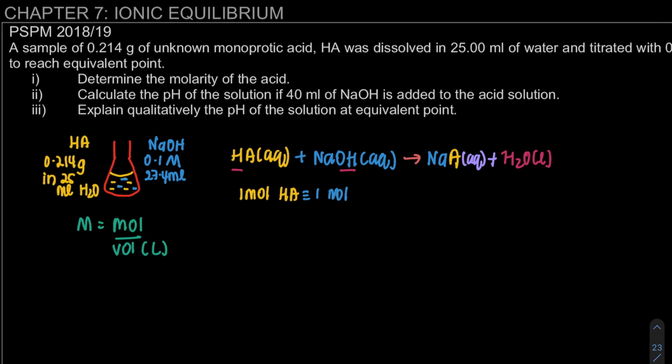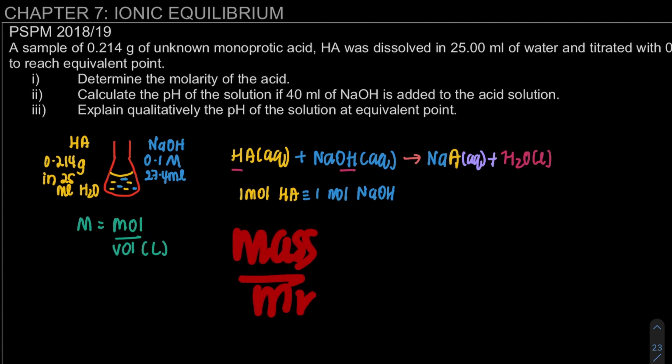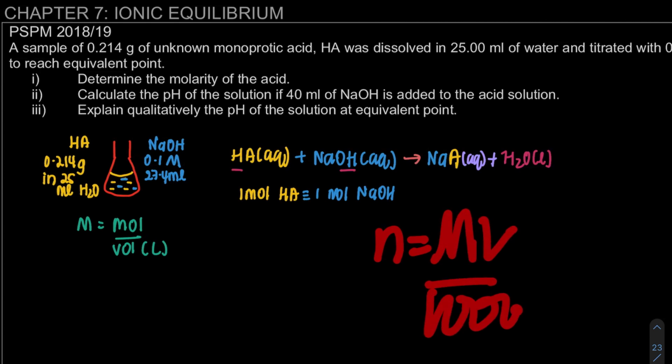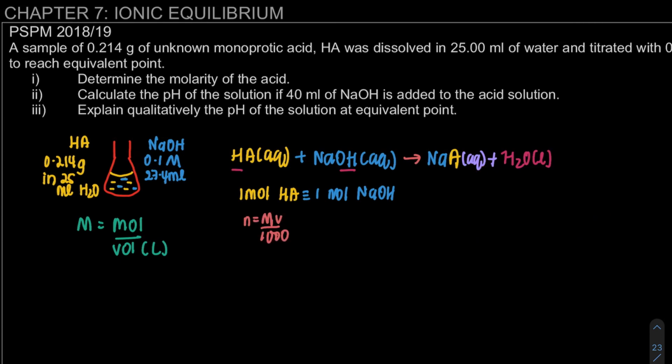And then we're going to find out the mole. How are we going to find out the mole? If we can't use mass over molar mass, the other way is n equals MV over 1000. M stands for molarity, V stands for volume. It's divided by 1000 because the volume must be in ml. So I'm just going to write the formula. Don't forget to substitute the values here. For the mole of NaOH, we will get 2.74 × 10^-3 mole.